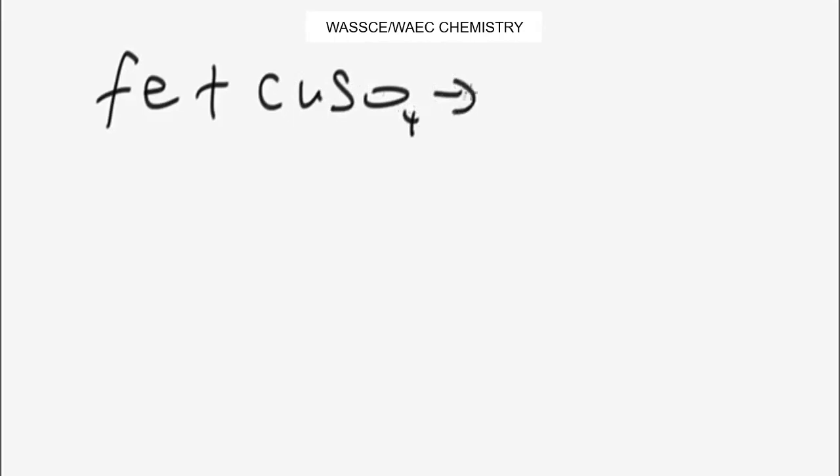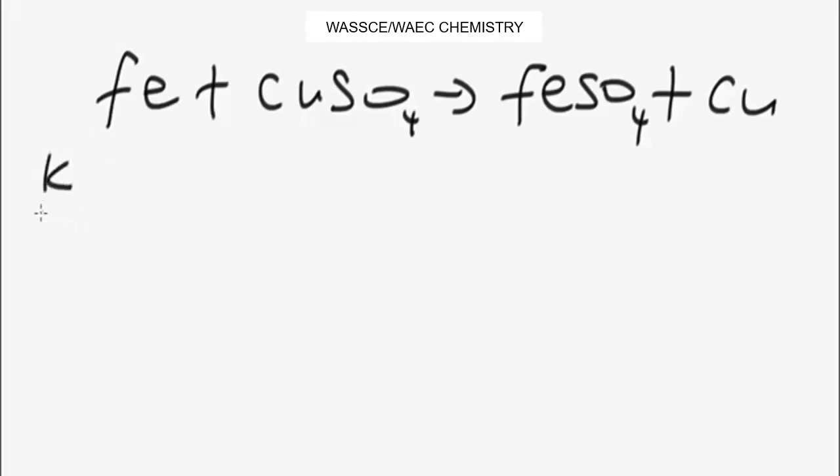Now, a typical example of a displacement reaction is when iron reacts with copper sulfate to form iron sulfate plus copper atom. In a displacement reaction, a more reactive metal will displace a less reactive metal from its compound. Now let's list the reactivity series of metals again. So guys, this is very important. You just have to know this.